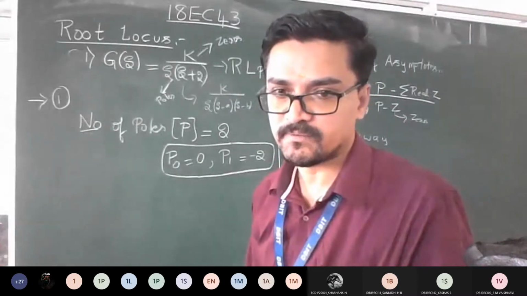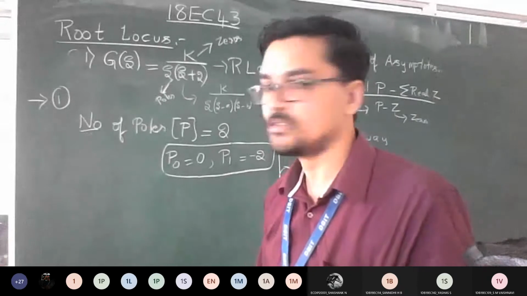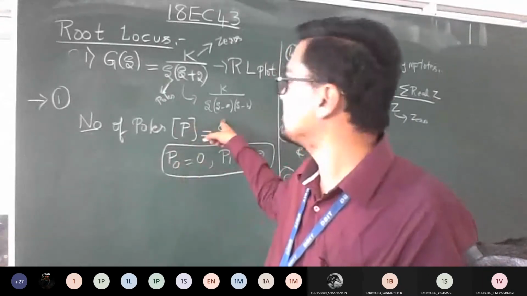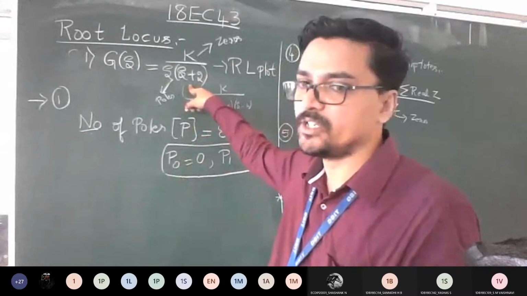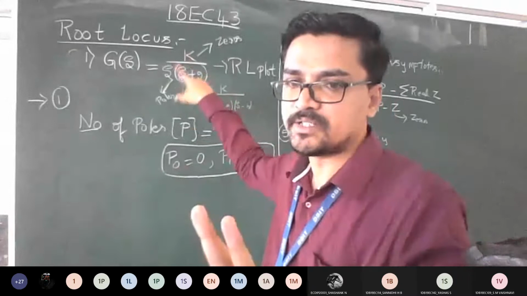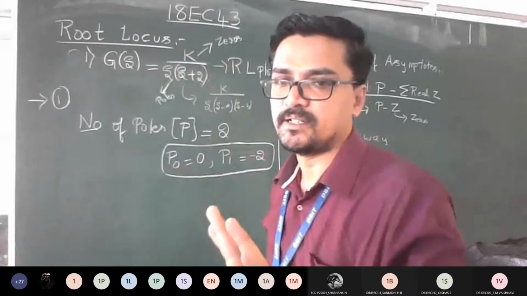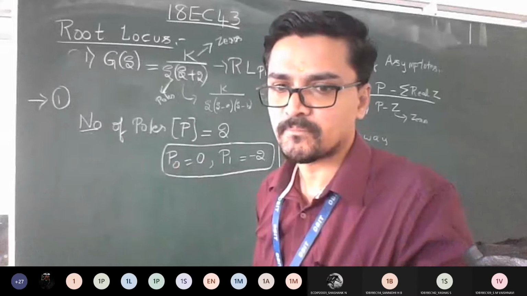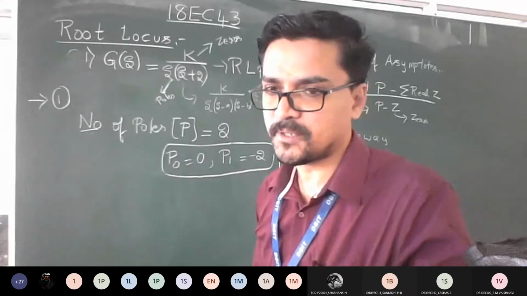Everyone, is it okay with step number 1, the number of poles, how to identify? You just check the denominator part and compare with the generalized equation. In the same question, if they gave s plus 3, then you would have 3 poles: 0, minus 2, minus 3. Understood here? Everyone, is it okay?